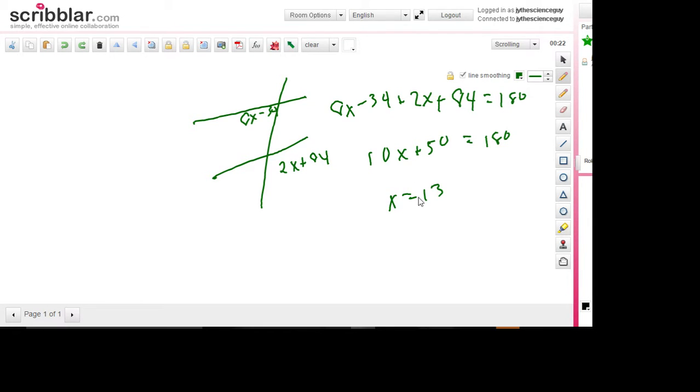13. Yeah, 13. Now, did it ask us for the angle? Yes, it asked us for the angle. So we plug them both back in. So I'm going to do this one because the math is easier. You could do either one. Mm-hmm. So 2 times 13 is 26, plus 84, that's 110. So if this one is 110 and they're supplementary to one another, what would that one be?